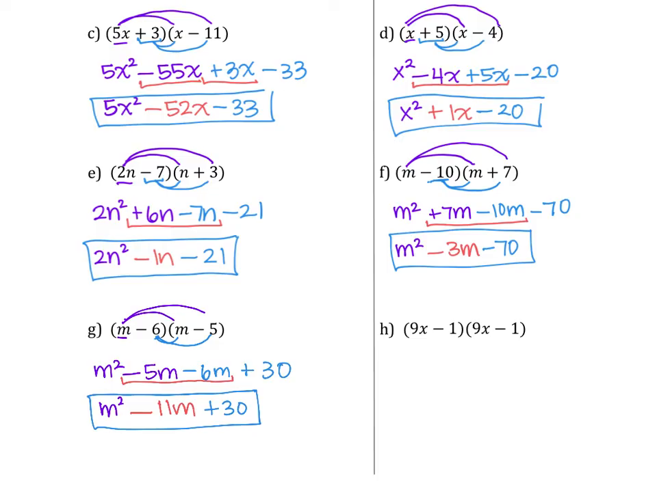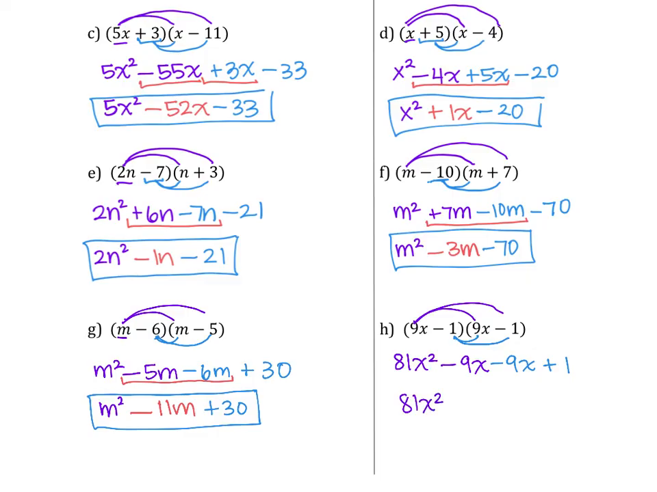Okay, last one. 9x minus 1 times 9x minus 1. Let me start with the 9x. 9 times 9 is 81. X times x is x to the second. 9x times minus 1 is negative 9x. Now I have a negative 1 times 9x, negative 9x. Negative 1 times, there's already a minus here, so I'm going to change it to a plus. 1 times 1 is 1.